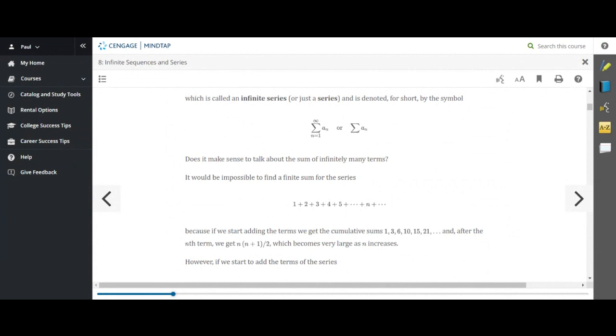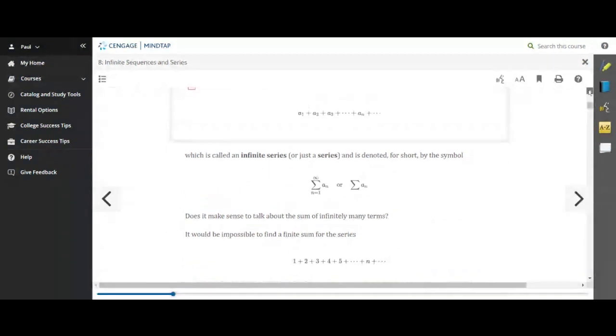How many have seen sigma notation before? Okay, quite a number of you have. Excellent. And here's where we're going to use it.